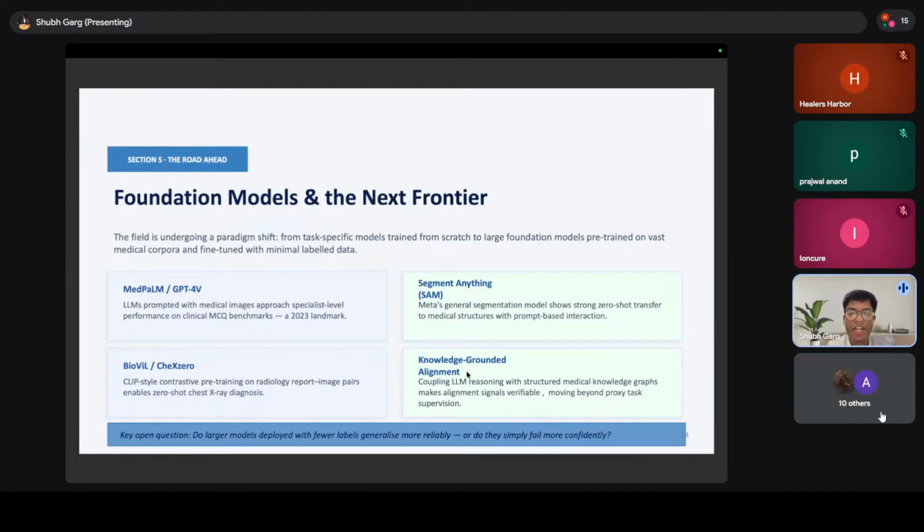Moving on to SAM, Meta's Segment Anything Model, which is a general purpose segmentation model with zero-shot transfer on medical structures. You provide a prompt, a click or a bounding box, and it segments the structure. The prospect of interactive clinical segmentation based on SAM is genuinely exciting.